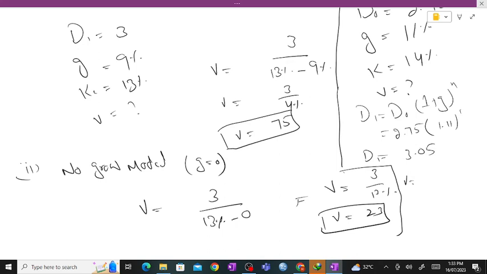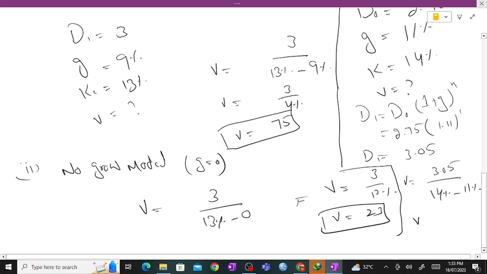Just put it into the formula. V is equal to D1, which is 3.05, divided by the required rate of return, which is 14%, minus growth, which is 11%. When you solve, you will get 101.66.